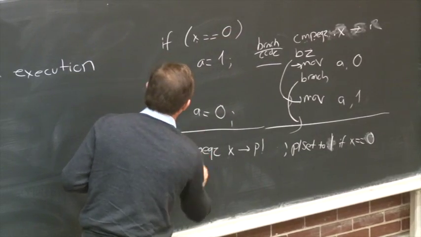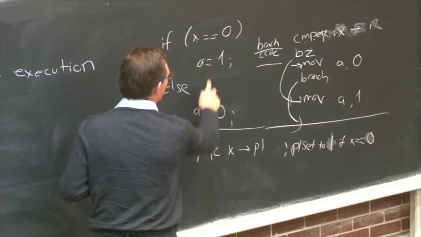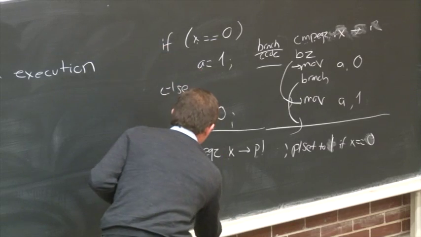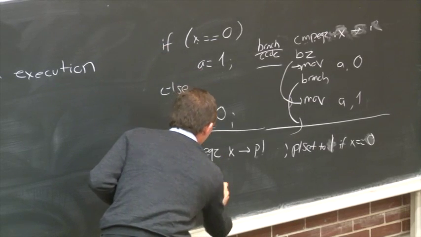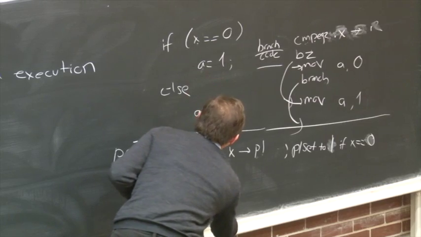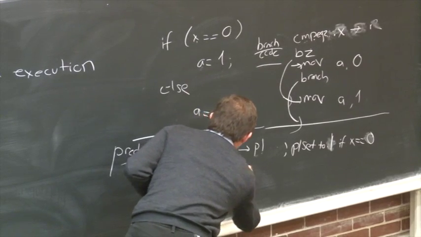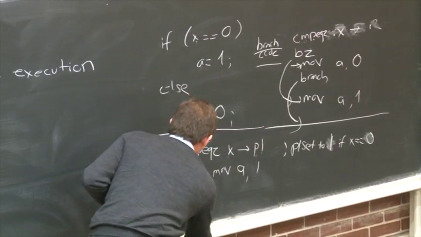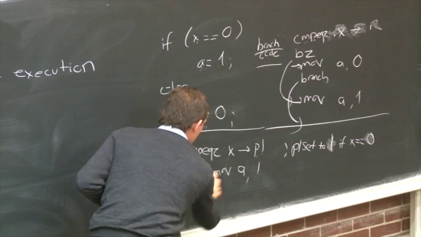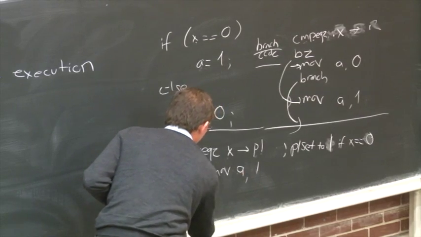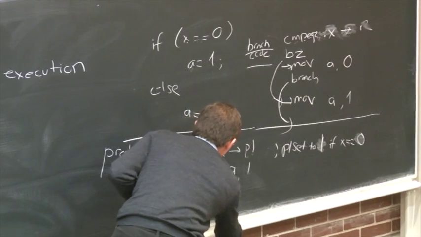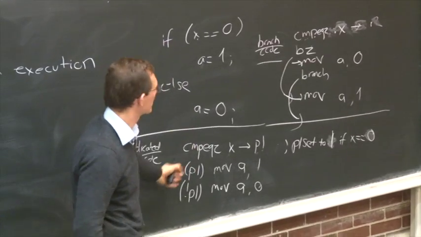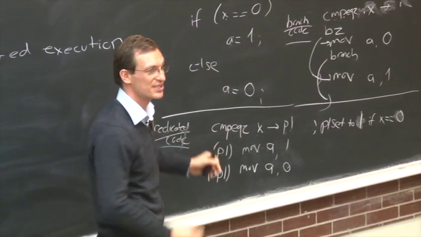And now you have an instruction. The next two instructions can be predicated on that predicate value. If P1, then move 1 into A. If P1 is not true, then move 0 into A. That's the predicated version of this code. No branches. Branches are gone, right?